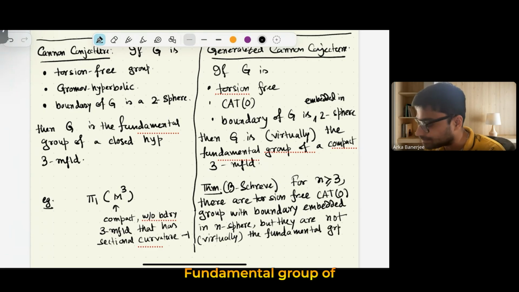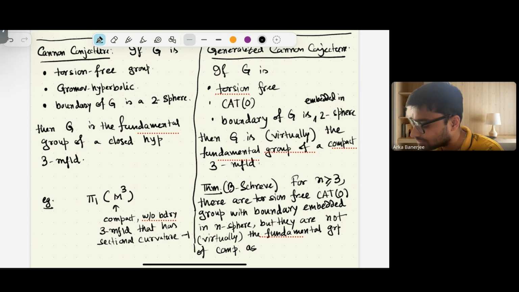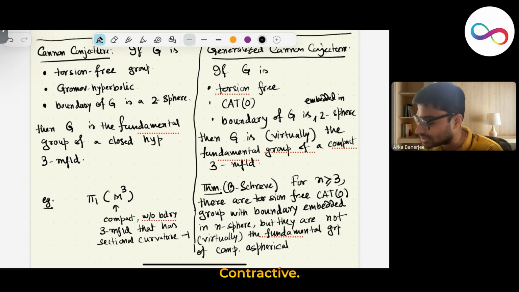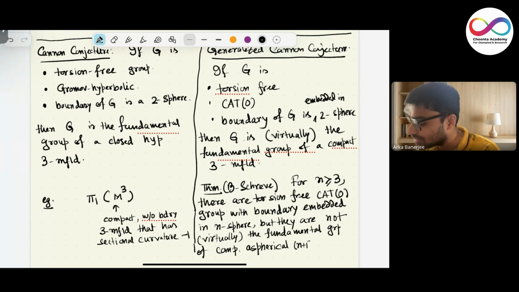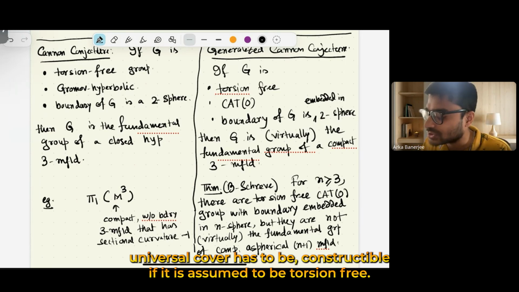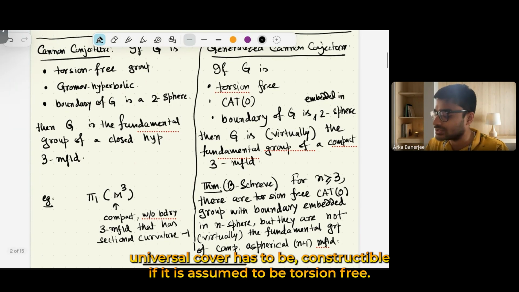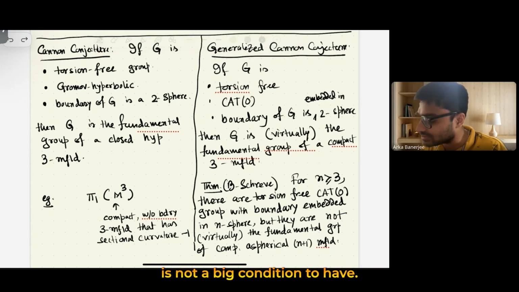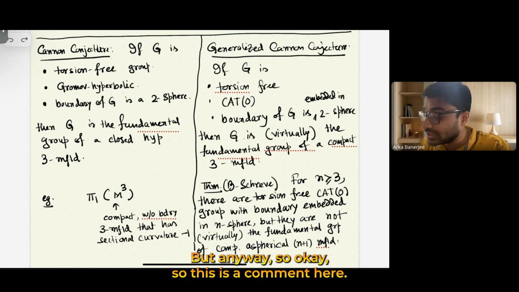Fundamental group of a compact aspherical manifold. There is another new word: aspherical means its universal cover is contractible. It turns out that if these groups are fundamental groups of some manifold, it has to be aspherical, so its universal cover has to be contractible if we assume the group is torsion free. So this aspherical condition is not a big condition to have.